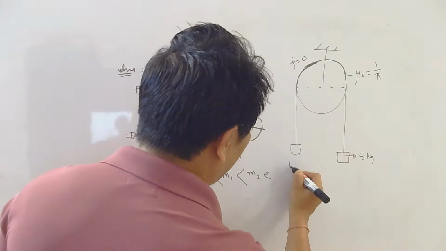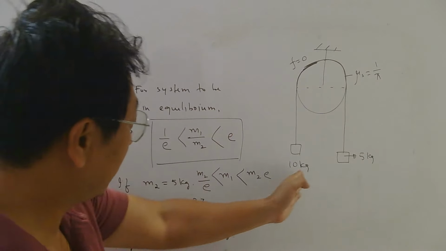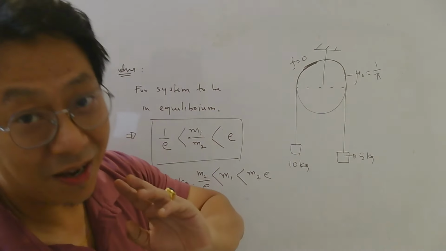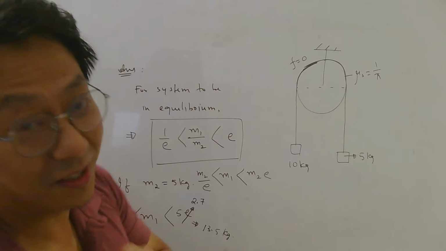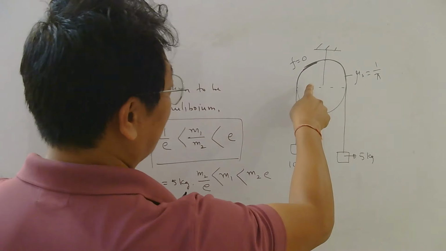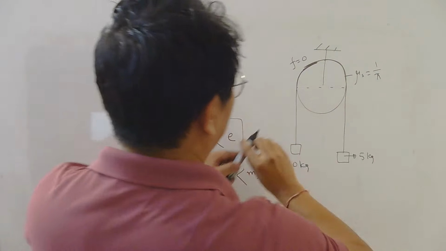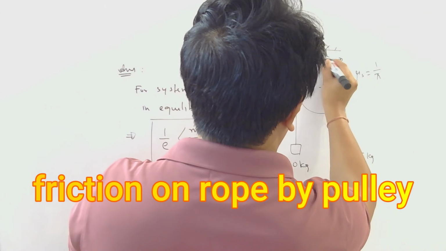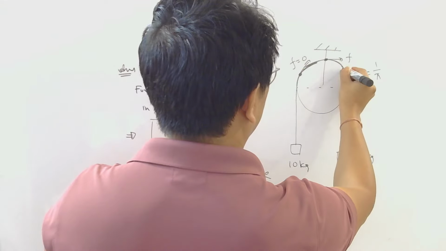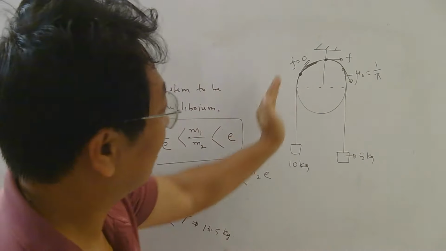Now, what if this block has mass 10 kg? Will our system be at rest? Yes, because 10 kg is also in this range. So even now the system will be at rest. But now we will need friction, because this is more than this, and if friction is not there, the rope would slip this way. To oppose that, friction should act this way in this part, and in this part it will be this way, to oppose the slipping.